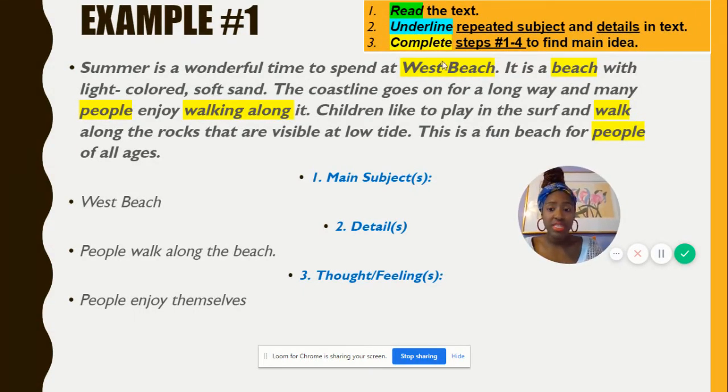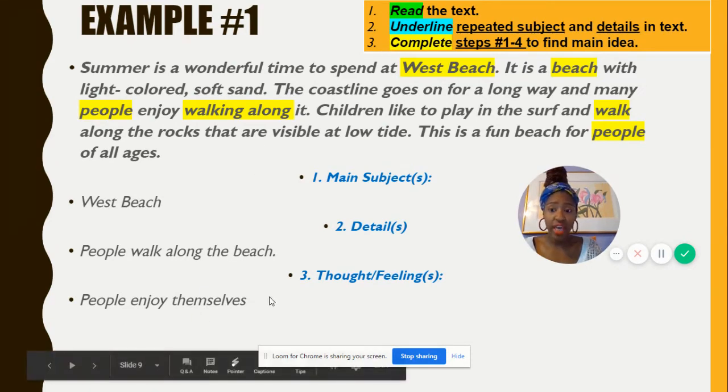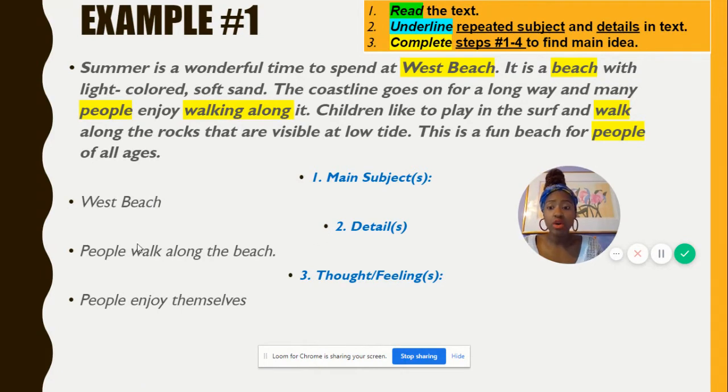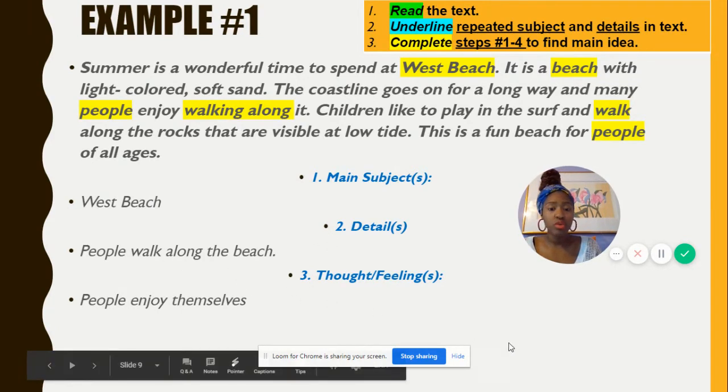So now we're going to put steps 1, 2, and 3 together. Main subject: West Beach, or you could say people. Detail: people walk along the beach. Thoughts or feelings: people enjoy themselves. So now let's go ahead and see what our main idea statement is.